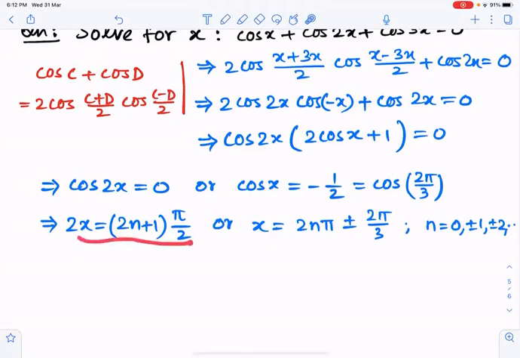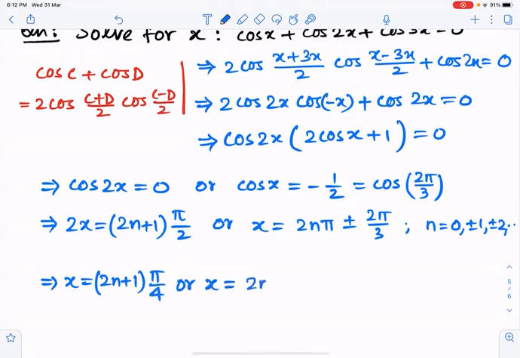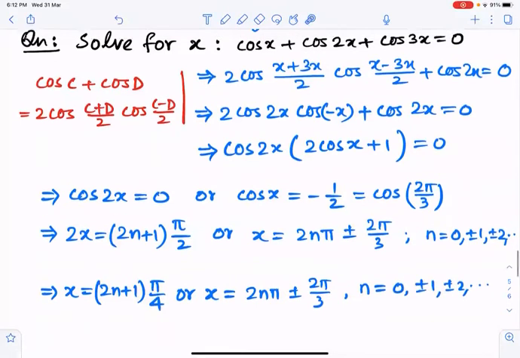Okay, this is not yet simplified. I have to keep only x. So I can write x is equal to (2n plus 1) pi by 4, or x is equal to 2n pi plus minus 2 pi by 3, where all this n what I have taken, যে n গুলো নিয়েছি তার সেগুলো হচ্ছে 0 অথবা plus minus 1 plus minus 2 এরকম মানে ইন্টিজার. That is the solution.